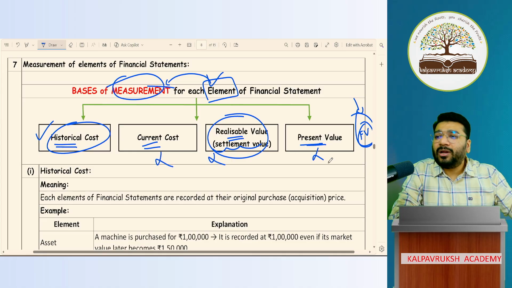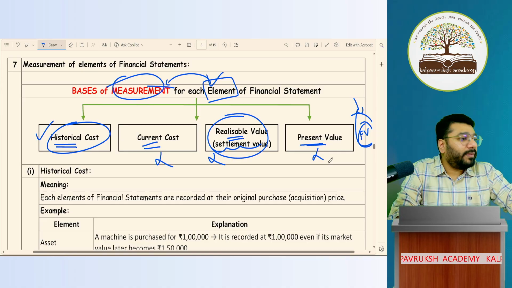Sir, not able to understand, sir. Can you give an example in a different way? Okay.